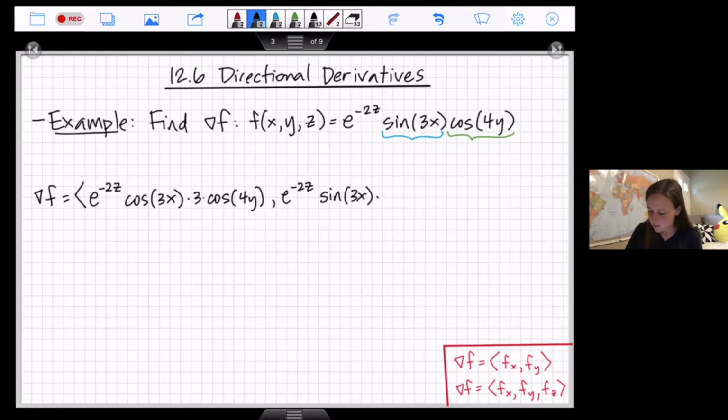Okay, so we're going to multiply by the derivative of cosine, which is negative sine. Leave the inside function alone. Chain rule, multiply by the derivative of 4y, it's 4. And that's the partial with respect to y.